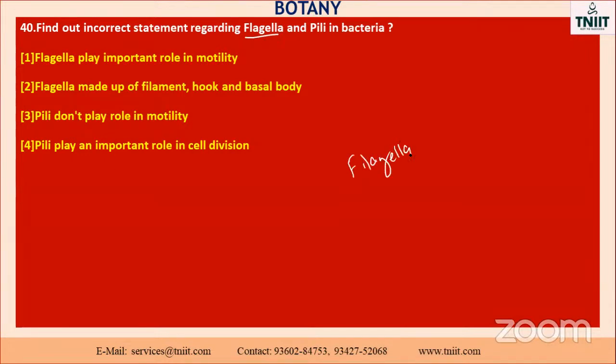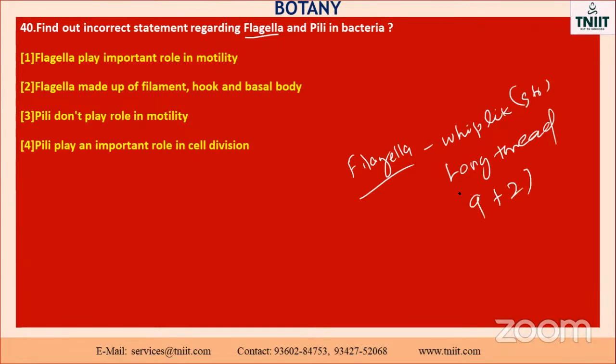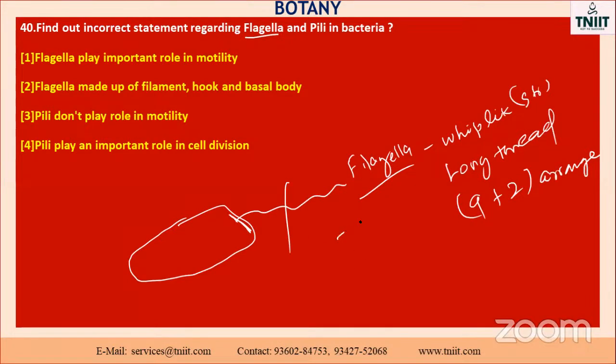Flagella is a whip-like structure, a long thread. Okay, how many is there? 9 plus 2 arrangement. So, for example, take any one of the bacteria like this. The flagella starts from the basal membrane of the bacteria. When you take the cross section, the structure will be like this. In the center, there are 2 spoke-like structures.